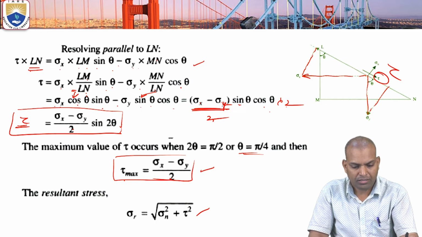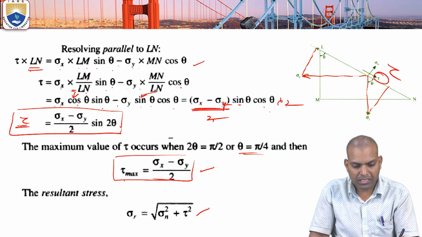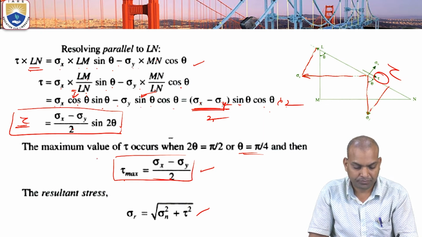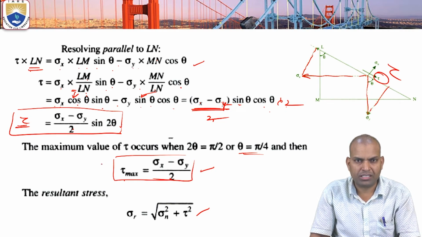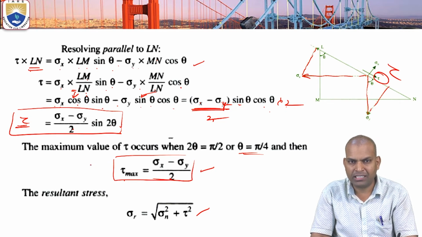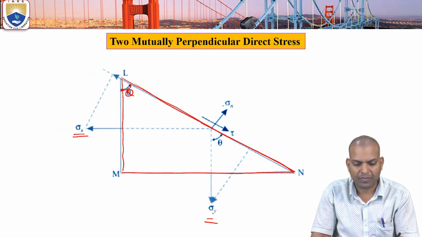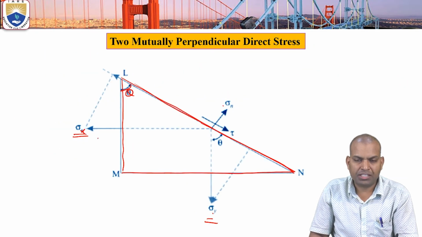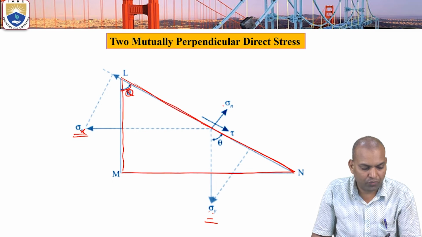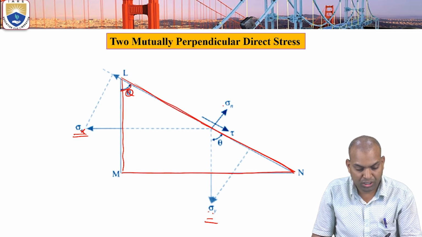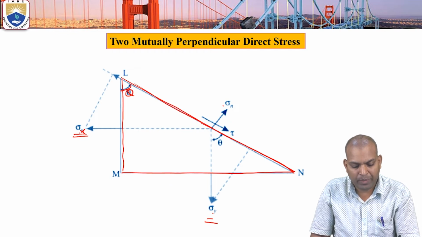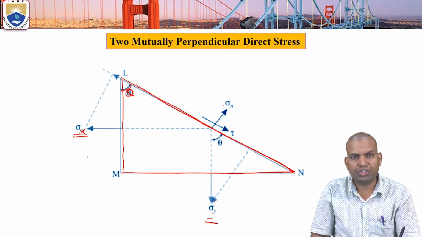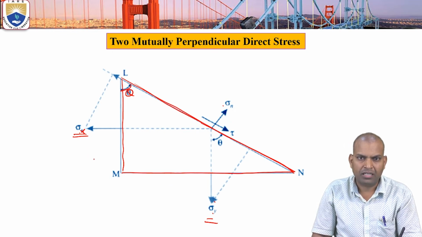Now here, this is the case when pure direct stresses are acting in the x direction and y direction. Along the x direction it is sigma x and along the y direction it is sigma y. There is no shear stress acting.